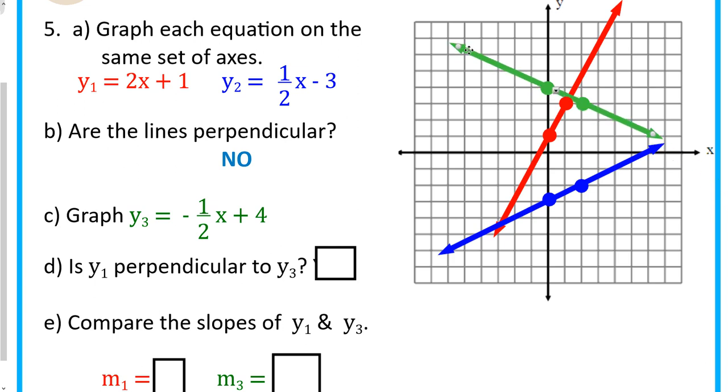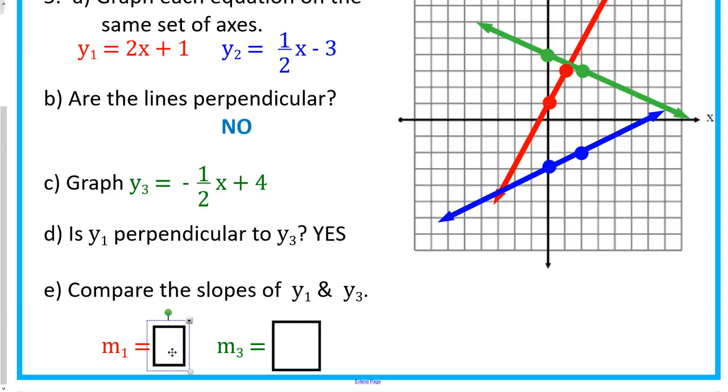Draw a line through, right? And you can see that this green line is going to make a 90-degree angle with the red line, not with the blue line. So red and green should be perpendicular. So the first line has a slope of 2, the second line has a slope of negative 1 over 2. You can see that if you flip 2 over 1, you're going to get 1 over 2, and the signs are also reversed, so therefore they are perpendicular.